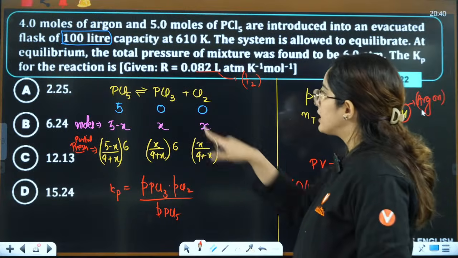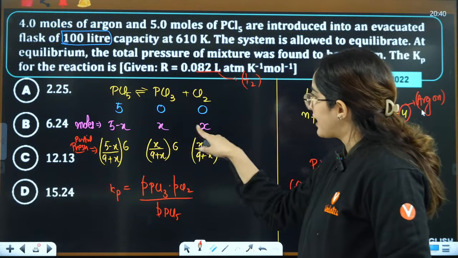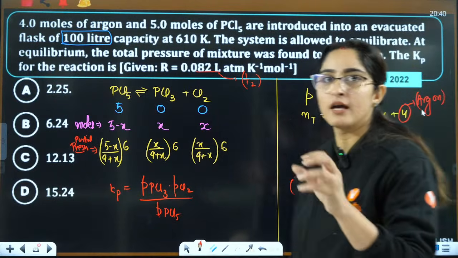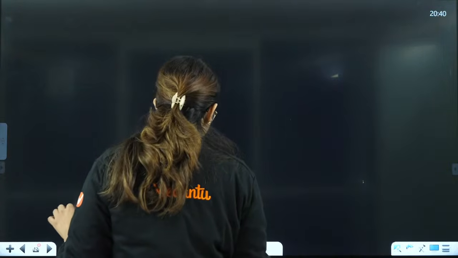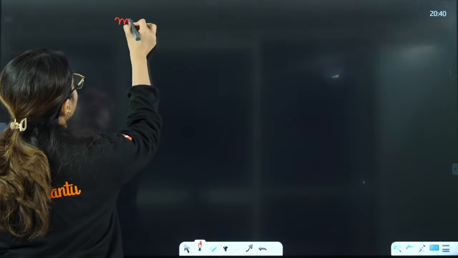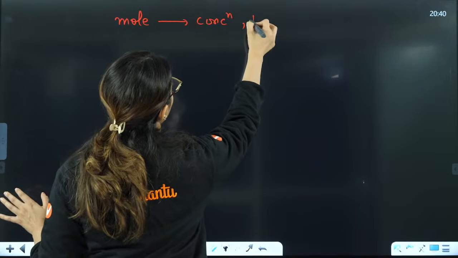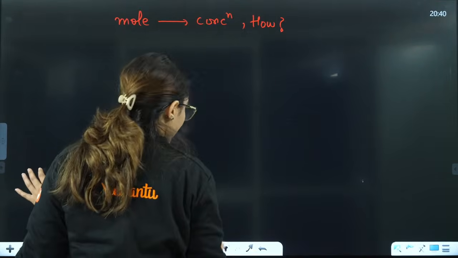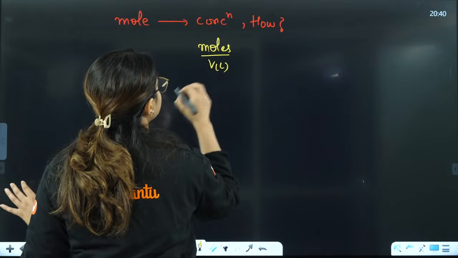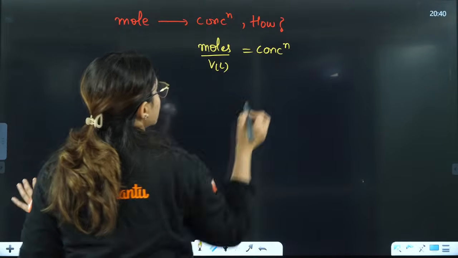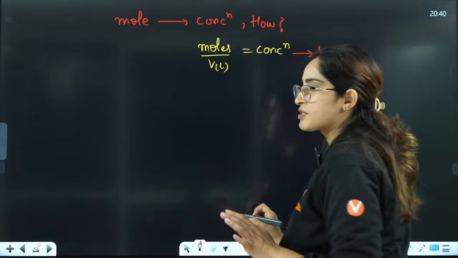What we did, same, 5 minus stoichiometry into x, x. Then we see one thing. Clear one thing in your head, that whenever you have moles, you will convert it into concentration. How? Moles by volume in liters equals concentration. And in case of Kc, you use concentration only.